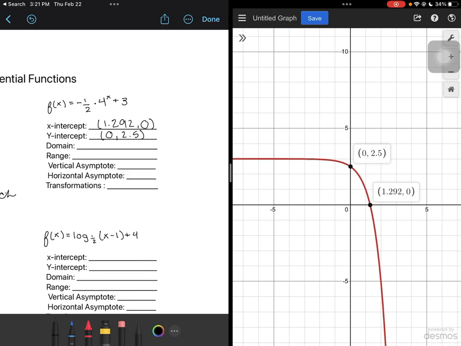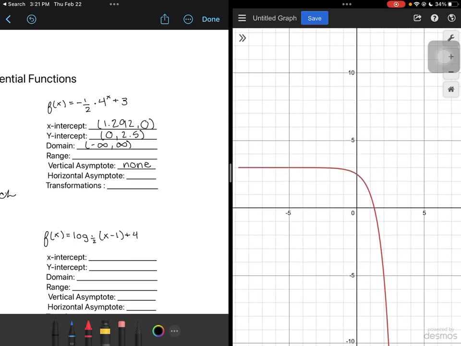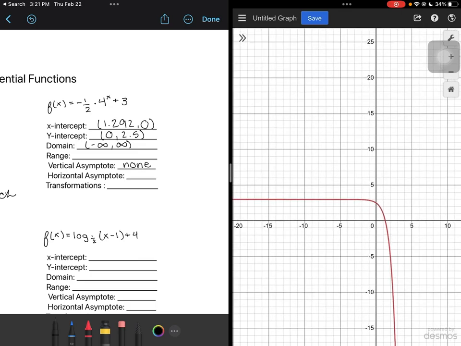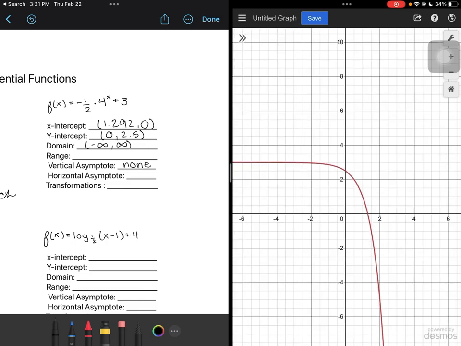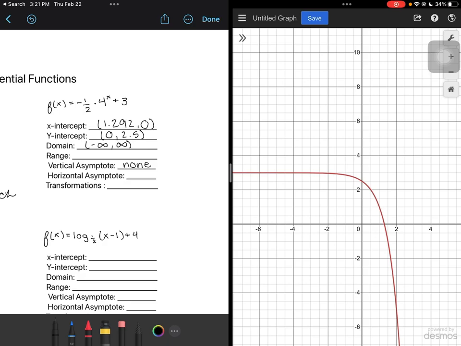Domain, same for all of them. So that's going to be all real numbers. And then we want to come back to the range after we do the horizontal asymptote. So there's no vertical asymptote, but we will have a horizontal one. So if we look back, we can see it kind of levels out at this line, which is going to be y equals 3, because it's between 2 and 4. So you have a horizontal line at y equals 3.